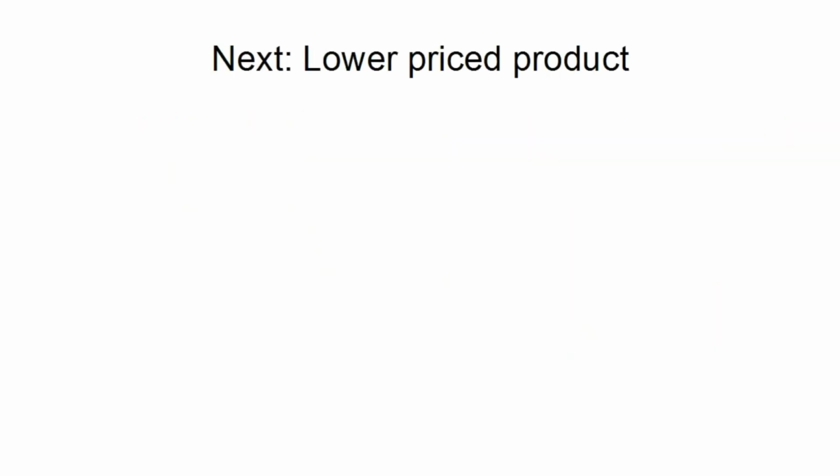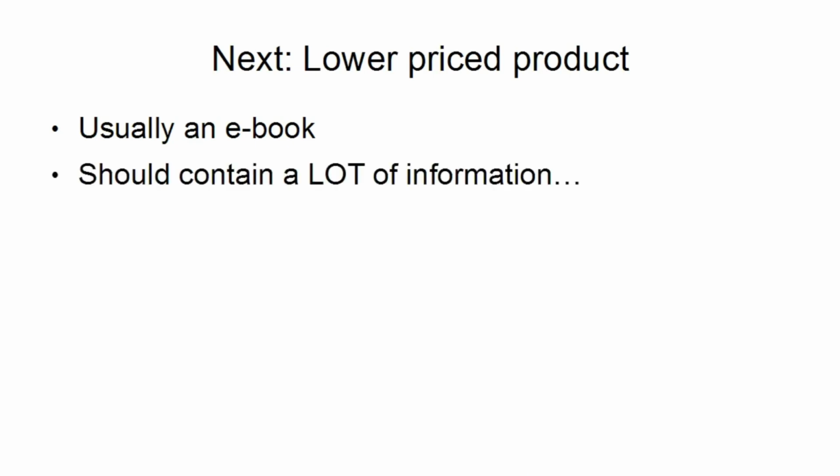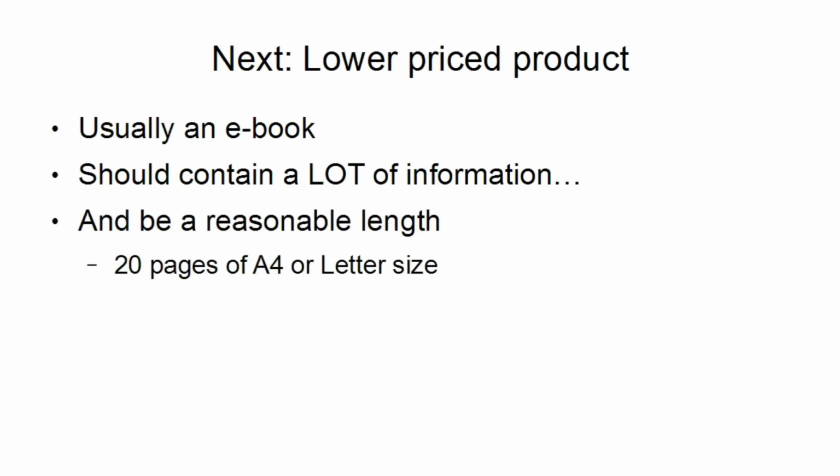So once you've got them signed up for the free report and you've got them on your mailing list, the first thing that you're going to offer them is a lower priced product. And it's usually an ebook, principally because you can deliver it digitally. Now, this lower priced product should contain a lot of information, and it should be a reasonable length. 20 pages of A4 or letter size is a good rule of thumb.